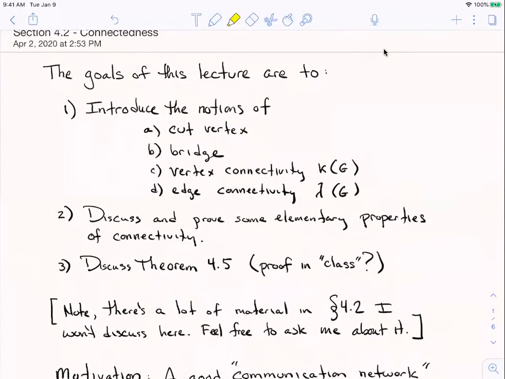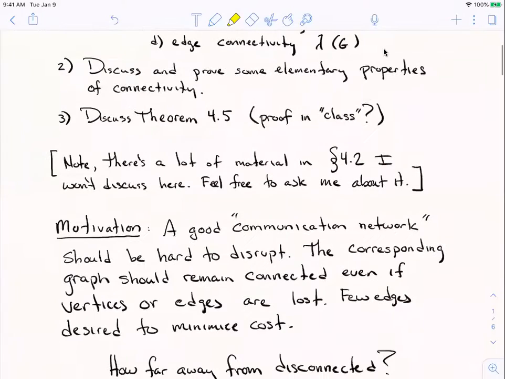Couple disclaimers before we get started here. The first one, there's a lot of material in section 4.2 that I won't be explicitly discussing here. I'm kind of choosing to move on and show you a more broad range of topics in graph theory rather than going too deep in any one of them. So we won't spend more than just this one video lecture in 4.2. But if any of this business is interesting, you can certainly feel free to ask me about it. We could have a conversation outside of class where I can point you to some references or just talk to you about any of these ideas.